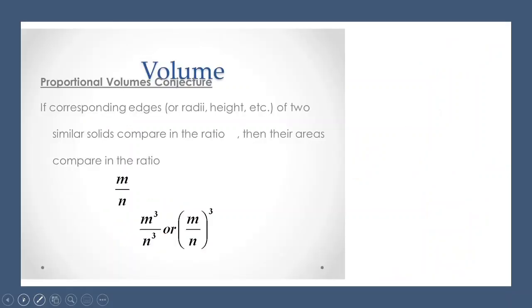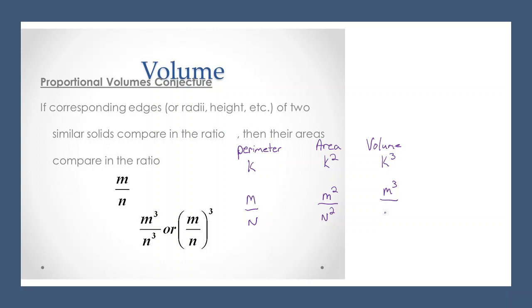Now, for volume, if we think about it, we have perimeter, and it doesn't have to be perimeter, it could just be the side. I just use perimeter kind of as a start, an easy place to begin. Area and volume. This is K, or the proportion M over N. For area, it's K squared, or the proportion M squared over N squared. And for volume, it's K cubed and M cubed over N cubed.